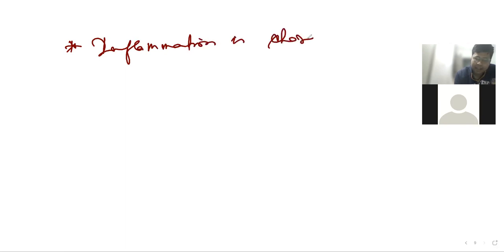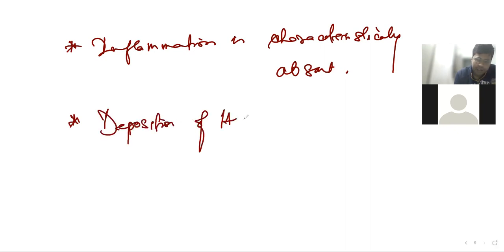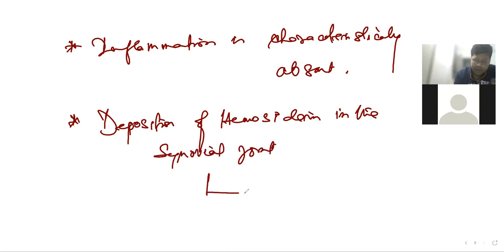Okay, so in case of hemochromatosis, inflammation is characteristically absent. Now there can be a deposition of hemosiderin in the synovial joint. If hemosiderin gets deposited in the synovial joint, there is acute synovitis and pseudogout.